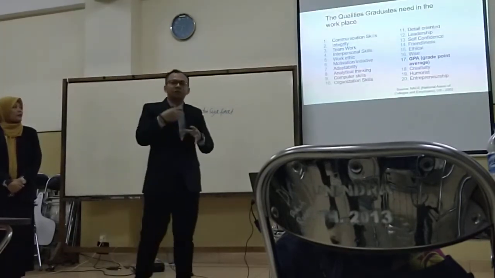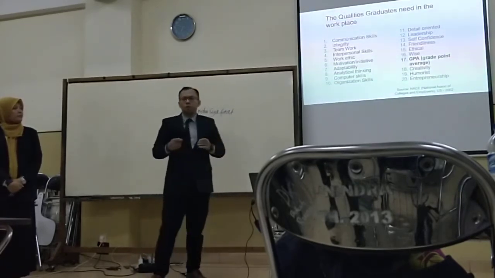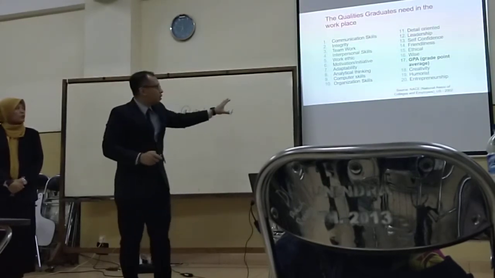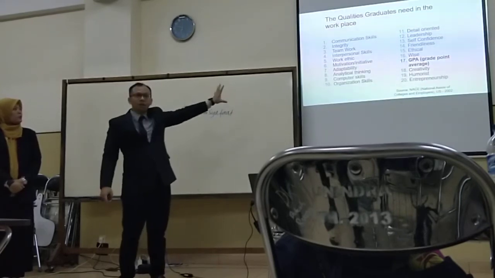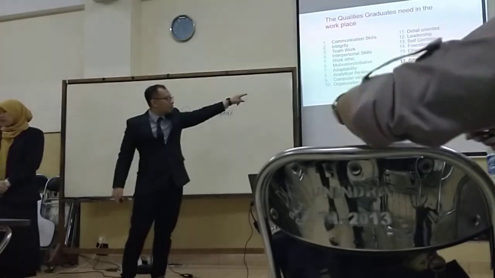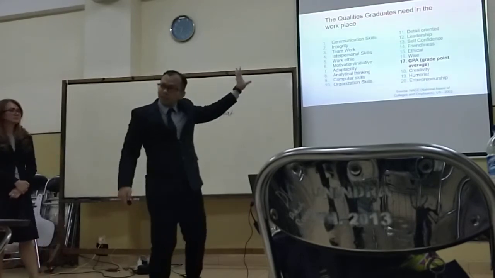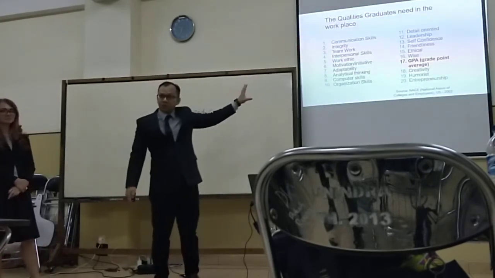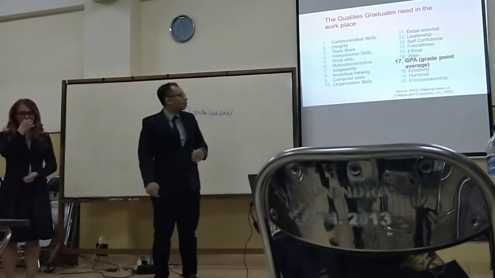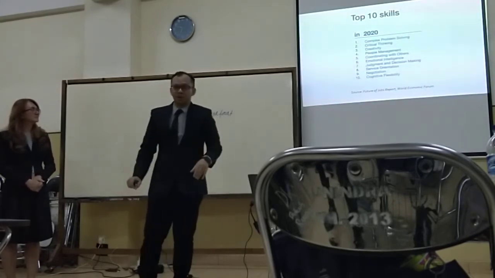Okay. Looking at this phenomenon, there's an organization called the National Association of Colleges and Employers. In 2002, they identified these 20 qualities of graduates. If you take a look at number 17, GPA, or IPK in Indonesia, it's still one of the qualities of graduates. But let's take a look at it as years go by. Where is it now? There's no GPA anymore, right?